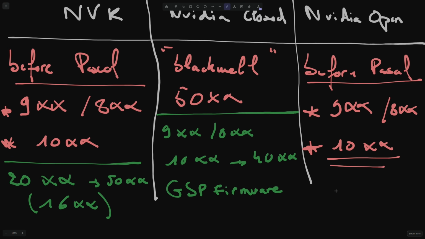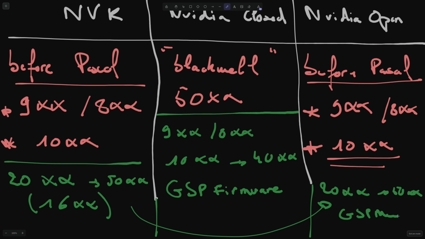And for the open one, it's going to be exactly the same as NVK in terms of support. It's going to be the 2000 series to the 5000 series. And again, the GSP firmware is mandatory, okay? Mandatory, super important. And this one is optional.